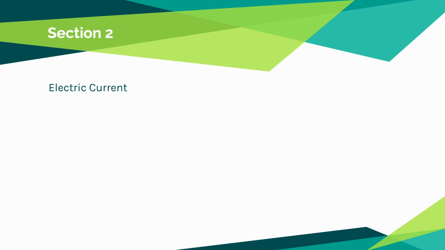Section 2, electrical current. Now we move from static electricity, where charges build up in one place, to electrical current, where charges move continuously through a path. This section is really about how electricity flows in a controlled way.